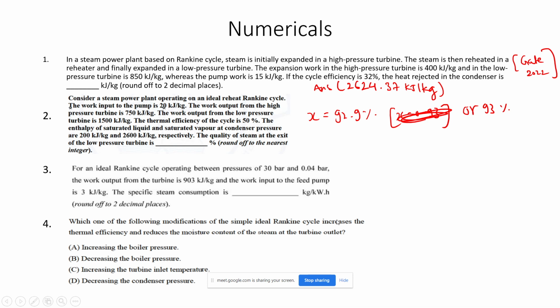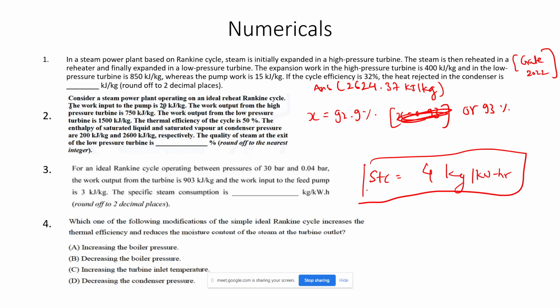What is the answer of question number 3 which you have got? 4. How much? 4. How many have you got per kilowatt hour? I think it is a straightforward question.